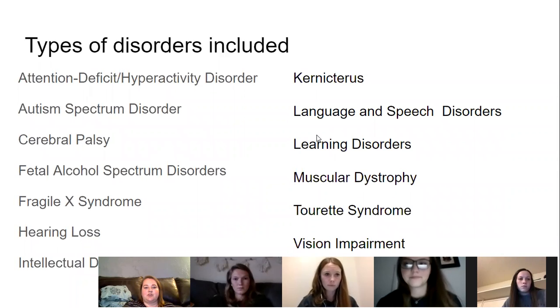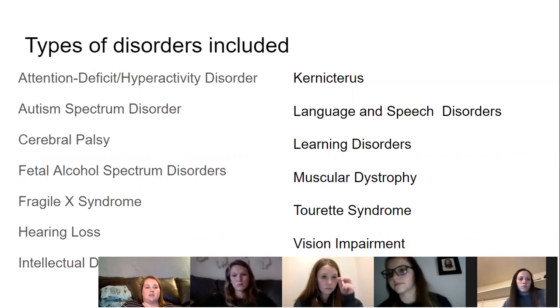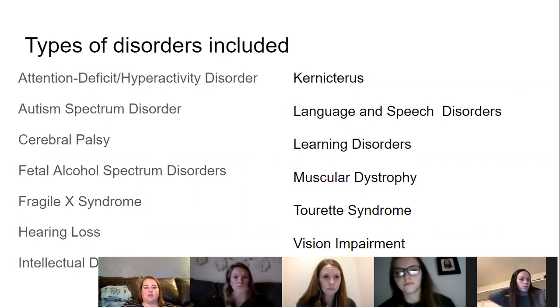The types of disorders that are considered developmental delays are attention deficit hyperactivity disorder, autism, cerebral palsy, fetal alcohol spectrum disorders, Fragile X syndrome, hearing loss, intellectual disabilities, language and speech disorders, learning disorders, muscular dystrophy, Tourette syndrome, or vision impairments.